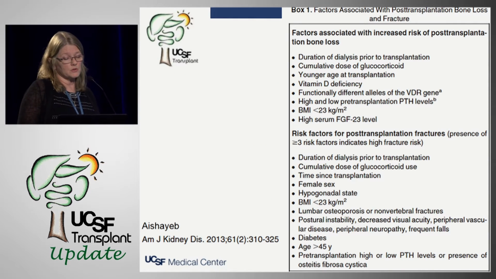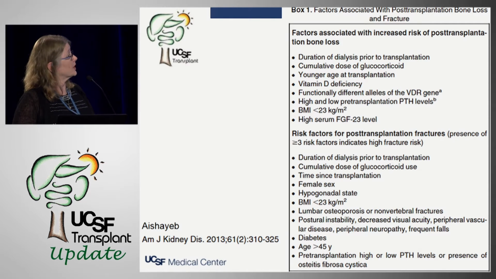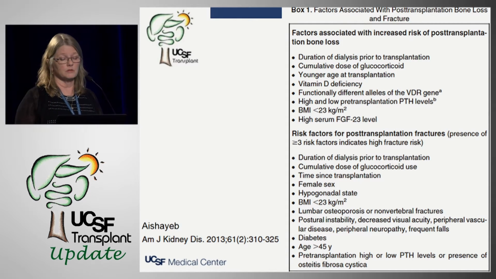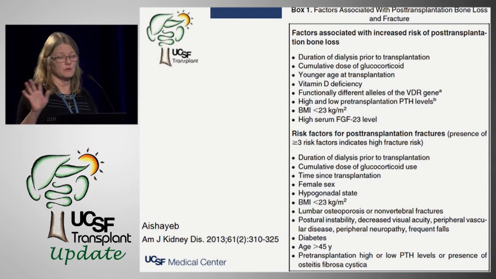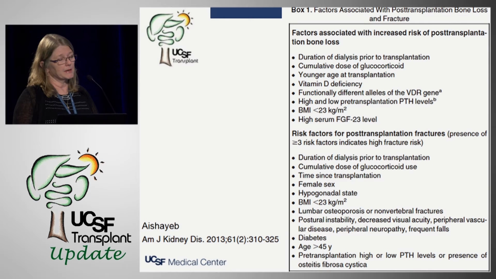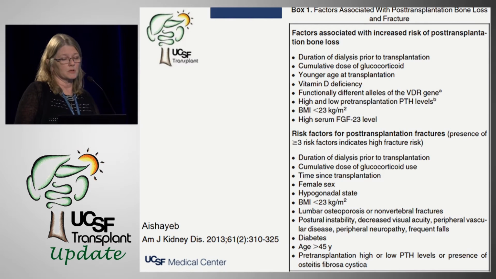What are the factors associated with post-transplant bone loss and fracture? Duration of dialysis. We'll do our best to get them transplanted. We're limited by the available kidneys. Living donors, another plug for living donors. Let's get them transplanted sooner. Cumulative dose of steroids. Those of you that have been around for a while, I still remember when I was much younger and we were using a lot more steroids. We saw a lot more fracture, a lot more avascular necrosis. We don't really see that very often anymore.